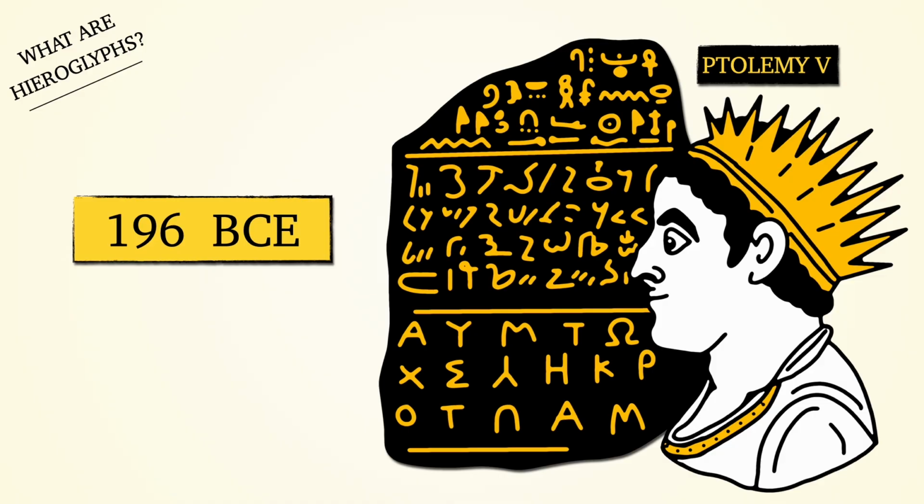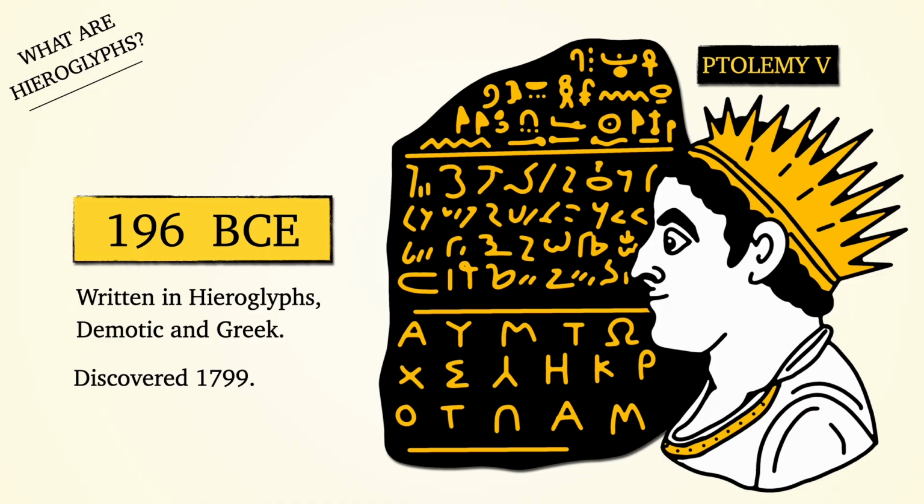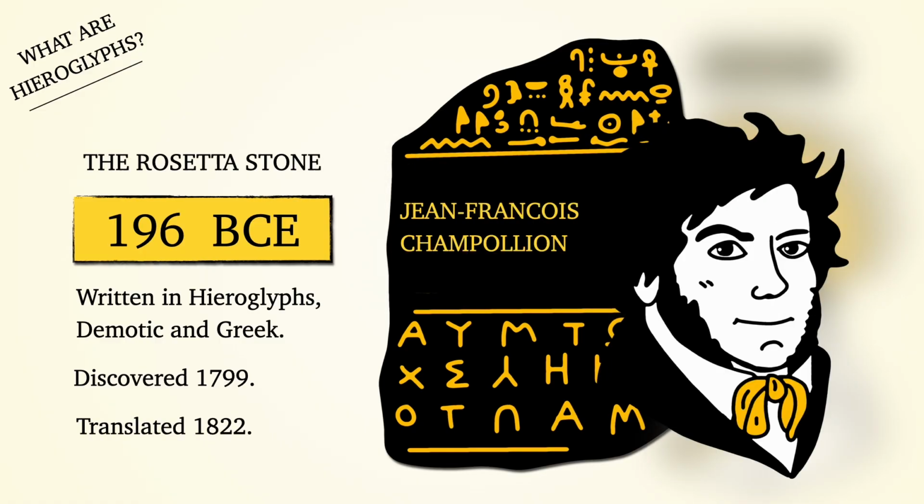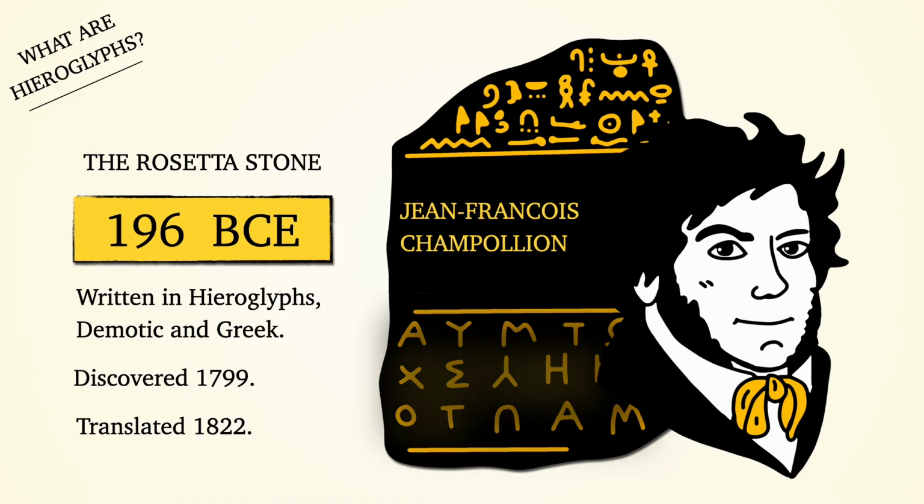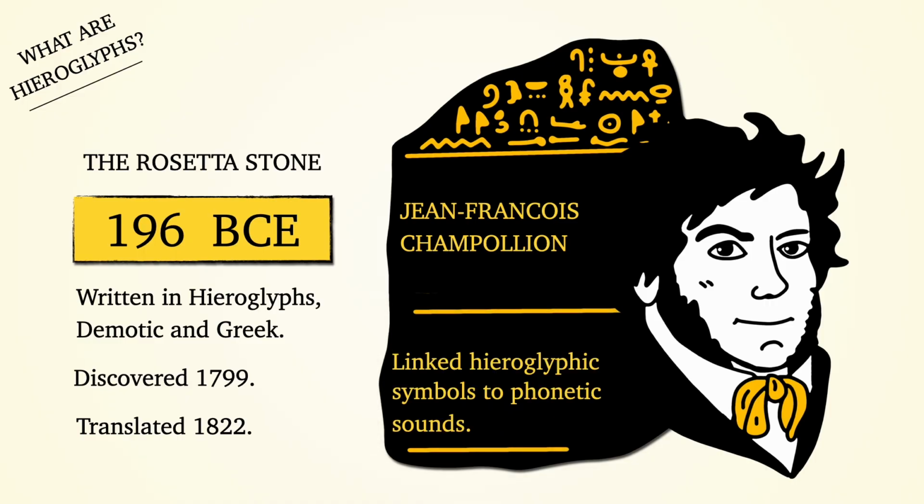This decree was written in hieroglyphs, demotic and in Greek, and when it was discovered in 1799, this triple translation began to unlock the secrets to a long silent and misunderstood language. The Rosetta Stone was decoded by Jean-François Champollion in 1822, and it was he that linked the symbols to phonetic sounds, as well as pictographic representations.